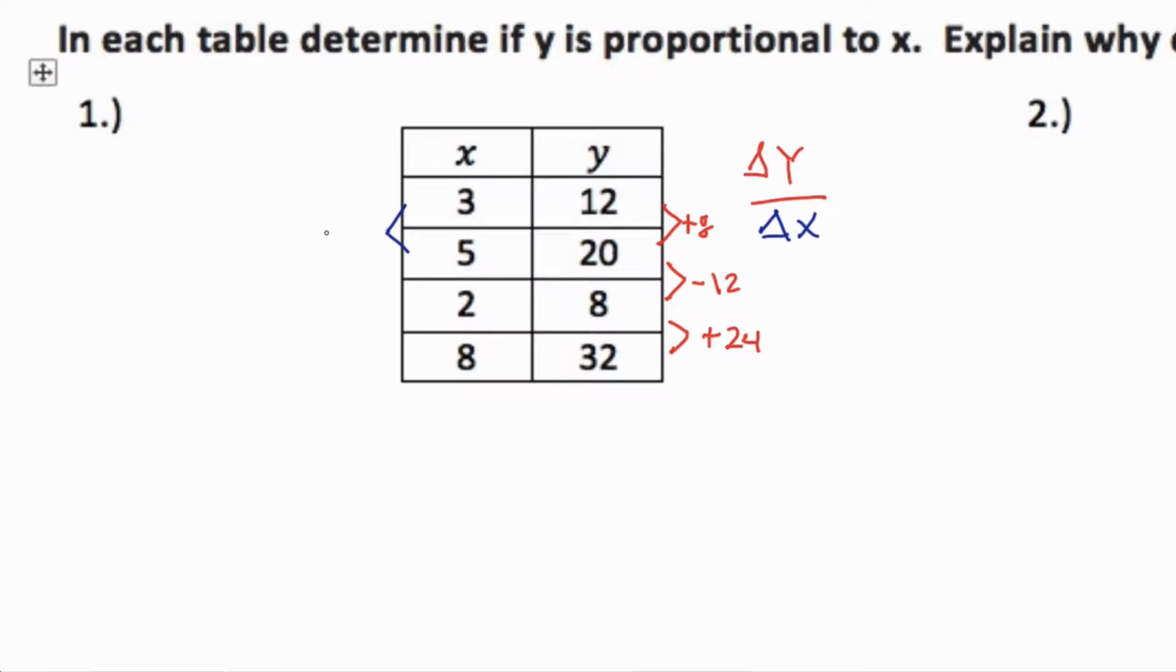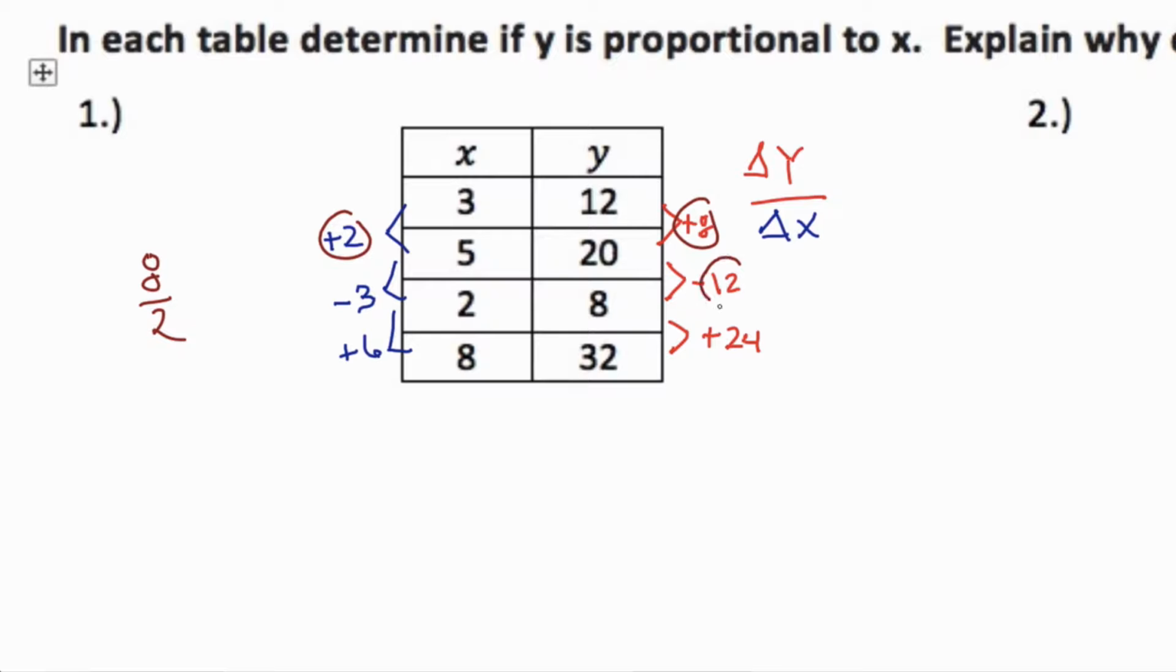3 to 5 would be a change of plus 2. 5 to 2 would be a change of minus 3. And 2 to 8 would be a change of plus 6. So what I'd like us to do is just think about these different changes, right? Let's take a look at the first one. Change in y is 8. Change in x is 2. That would be a change of 8 over 2.